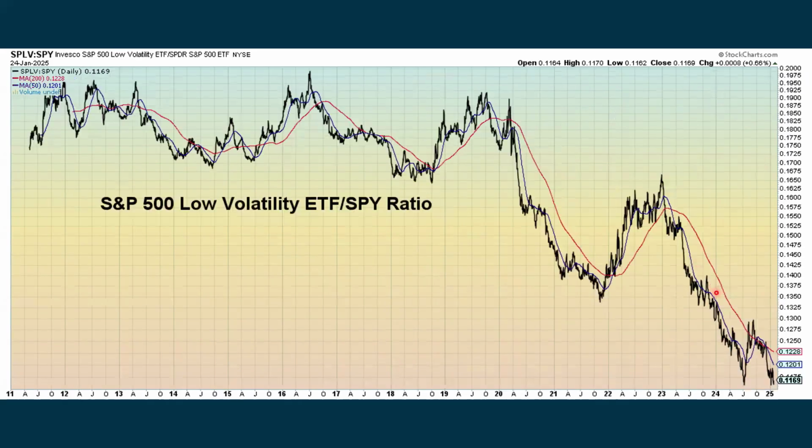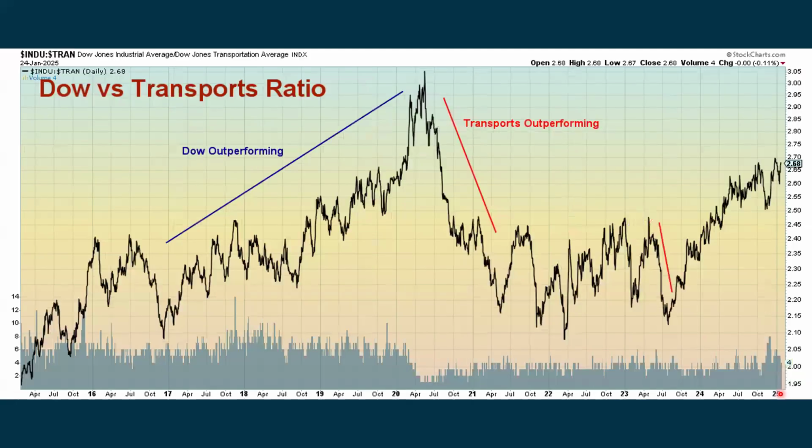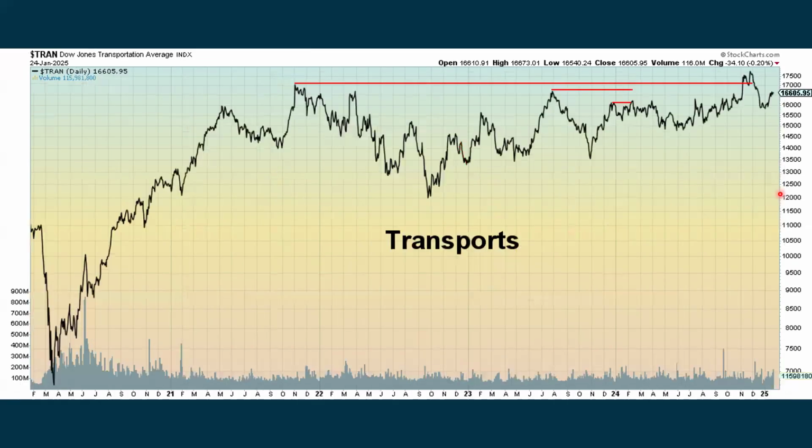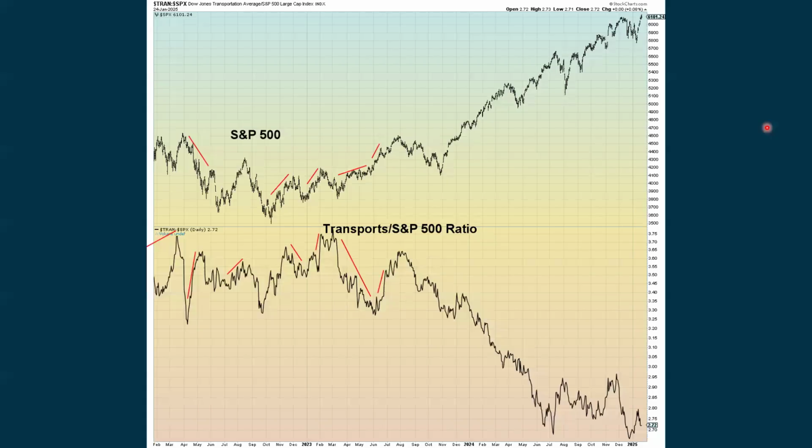But when we do a ratio, these low volatility stocks are really underperforming the S&P. We look at a ratio between the Dow and the transports. When this is going up, that means the Dow is outperforming, and that's why we see a little bit of a disconnect when we look at traditional Dow theory. The transports are just kind of chopping along sideways, not falling apart, but not really showing any strength currently.